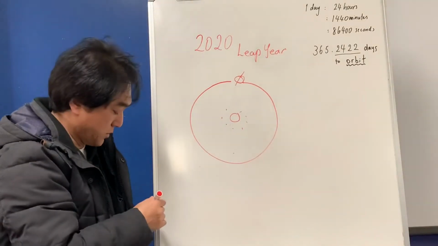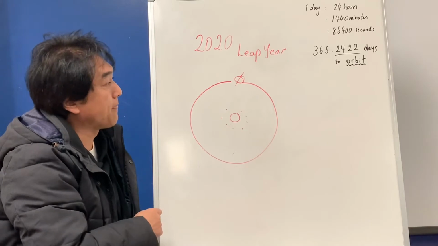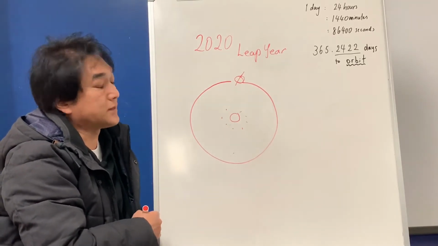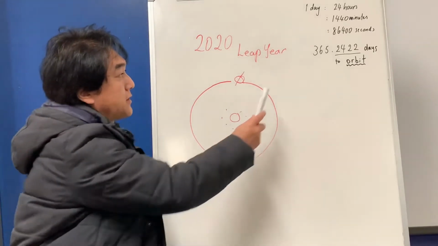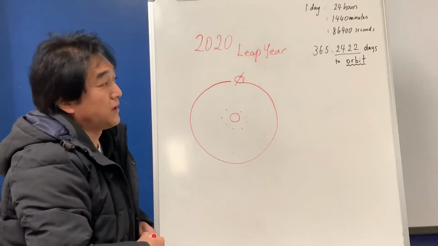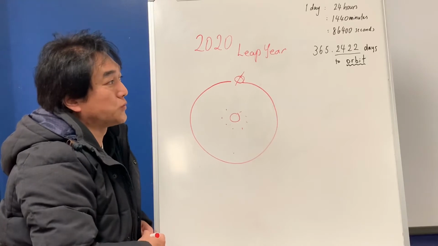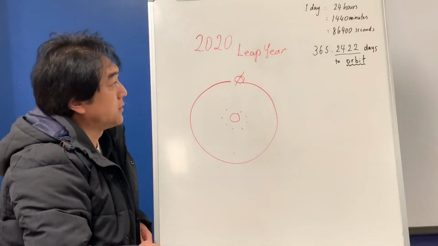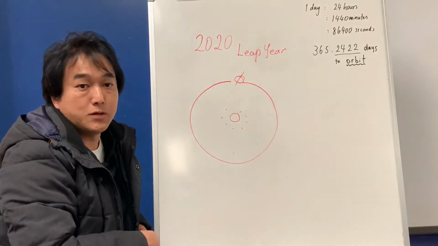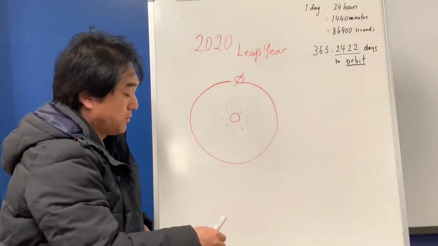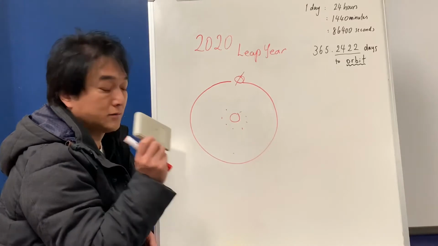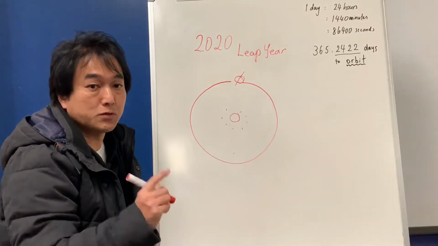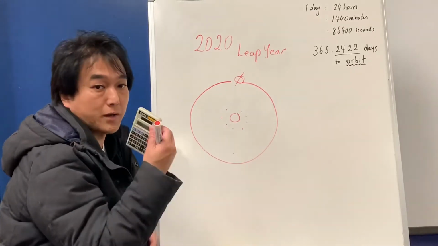That's what we do. However, it's not 365 days. It's actually 365.2422 days to orbit around the Sun. So, for today's maths, you need a calculator. You might need a piece of paper. So let's quickly pause the video so you can get your calculator ready.